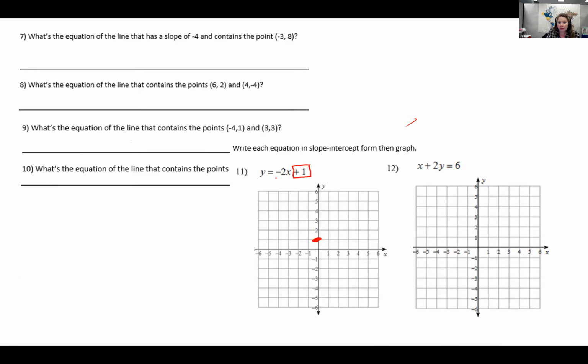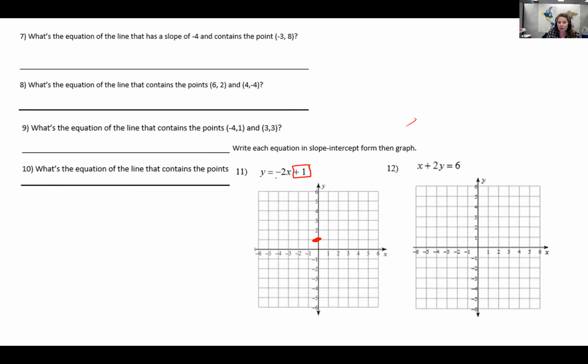All right, number 12, I got to put it in y equals form. So I'm going to subtract x from both sides. So I have 2y equals negative x plus 6. I got to divide everything by 2. So this is gone. Think of this as a negative 1. So my slope is negative 1/2 x plus 6 divided by 2 is positive 3.